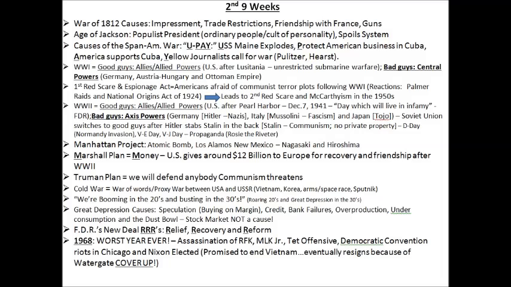Think of it like when you get sick and you have a cough. Your cough is not your cold, right? Your cough is a symptom that you have a cold. So looking back at those again, you got speculation or buying on margin, credit, bank failures, overproduction and underconsumption, and the Dust Bowl. Those are your Great Depression causes.